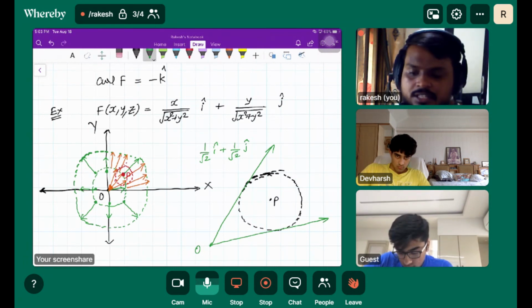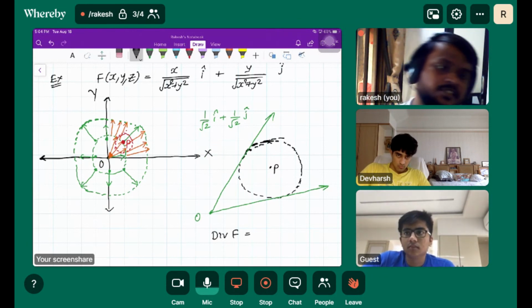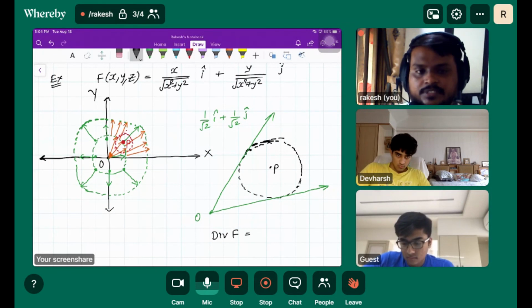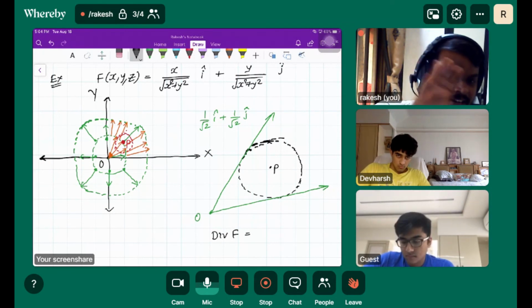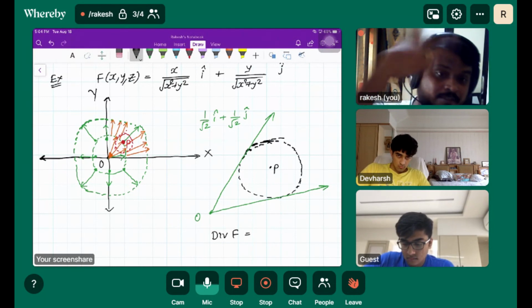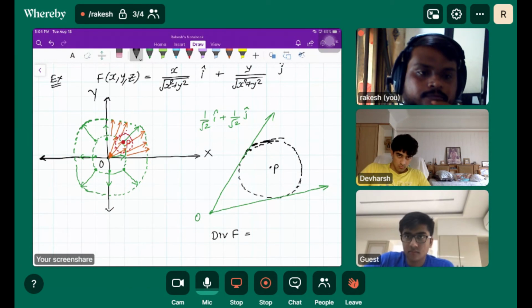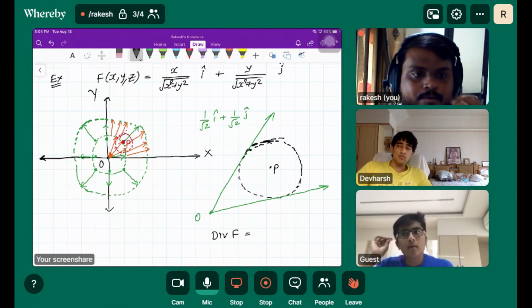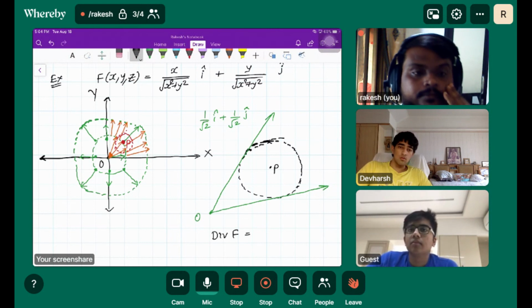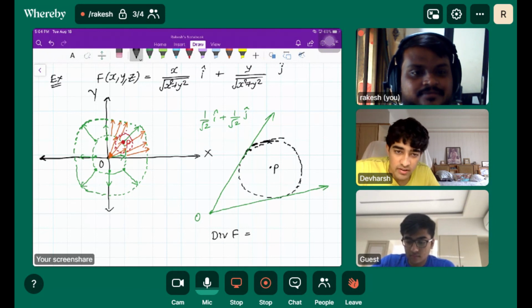Now, can you guess the divergence of F here? Is it positive, negative, or zero? The amount of rays entering the neighborhood and the amount of rays leaving the neighborhood, are they the same, or which one is greater? I'm not sure. There's more leaving it than entering.